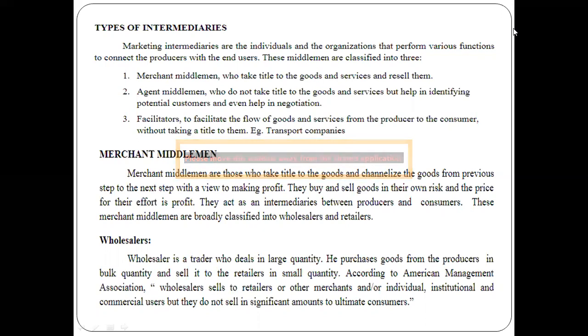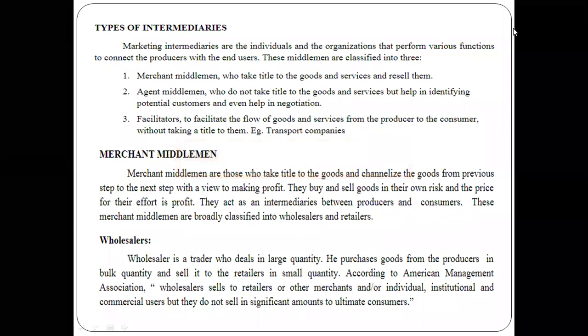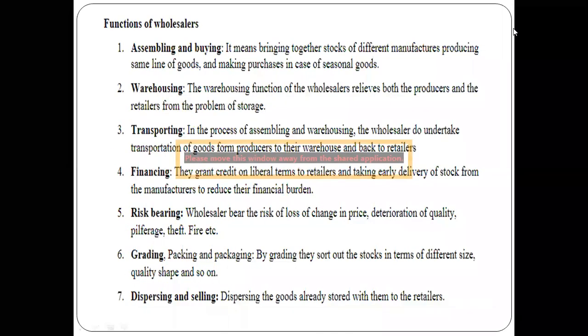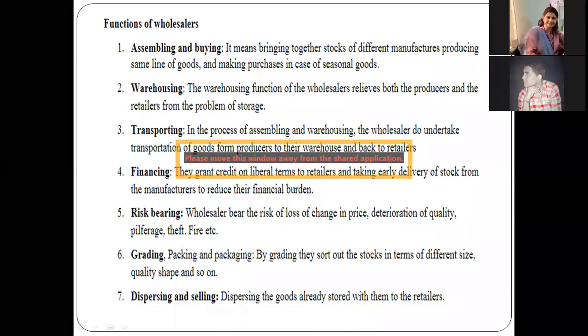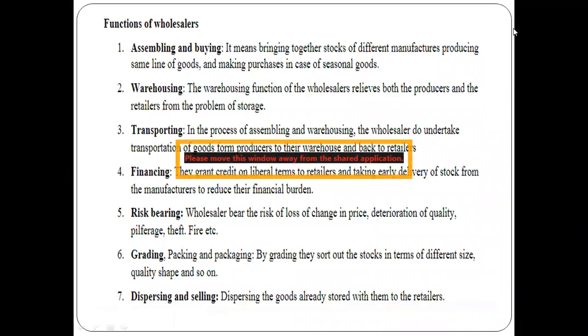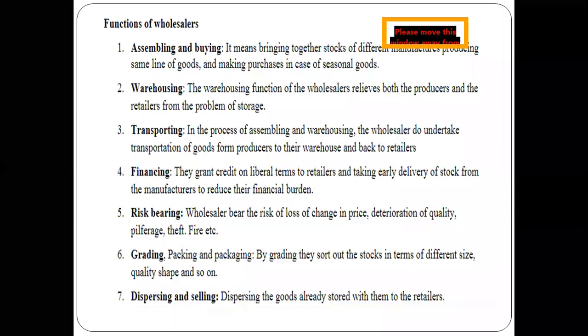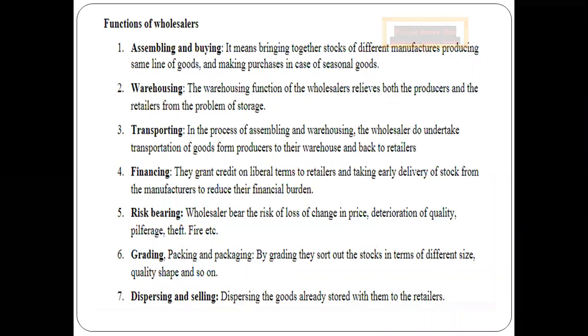He purchases goods from the producers in bulk and sells them to the retailer in small quantity. So the functions of a wholesaler are assembling and buying. It means bringing different stocks of different manufacturers producing the same line of goods and making purchases in case of seasonal goods. The second is warehousing. The warehousing function of a wholesaler relieves both producers and the retailer from the problem of storage.